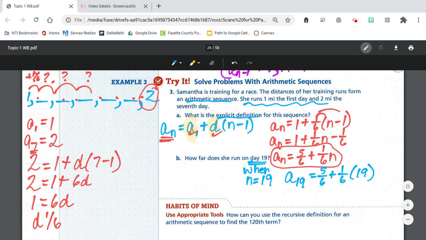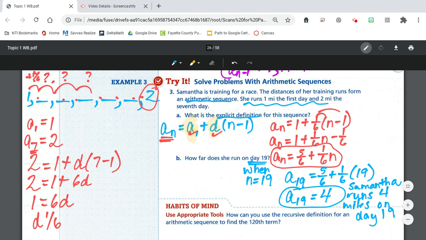I'll grab my calculator or I'll do that math in my head, and it looks like A sub 19 equals 4. So what does that mean? Let's answer that in context because this is a word problem. That means that Samantha runs 4 miles on day 19.